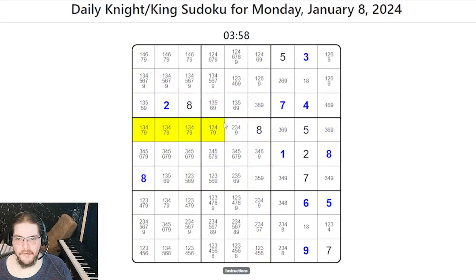While we're in this row, we have some 1, 3, 4, 7, 9s, we have some 3, 6, 9s, but we only have one square where a 2 is a possibility. So we'll fill in the 2 there out of necessity.